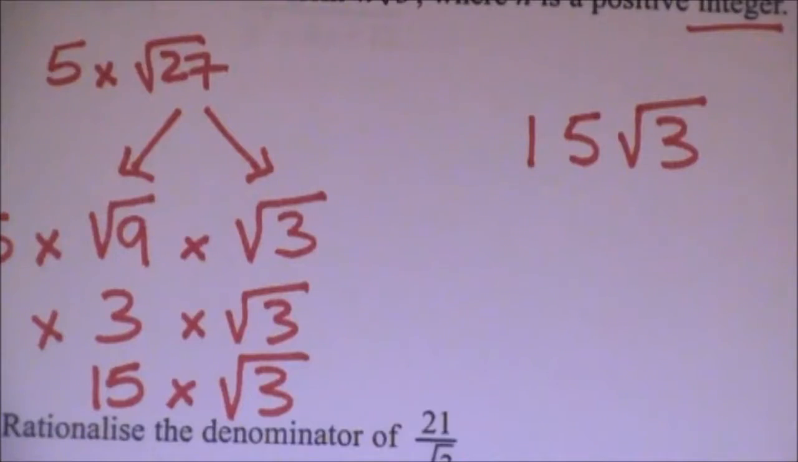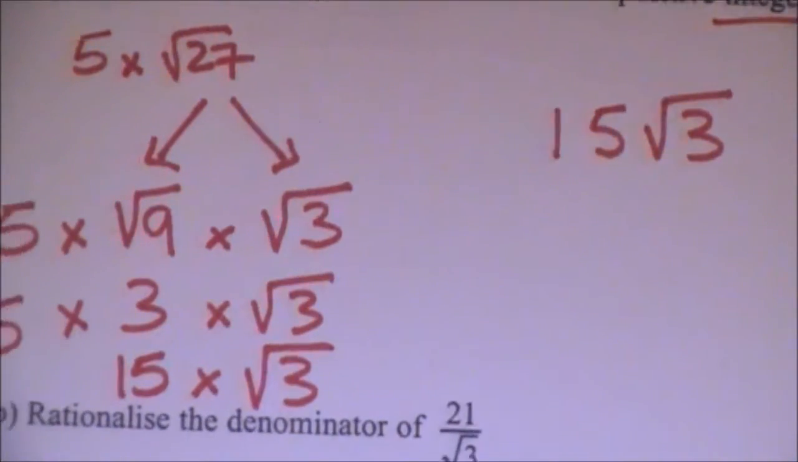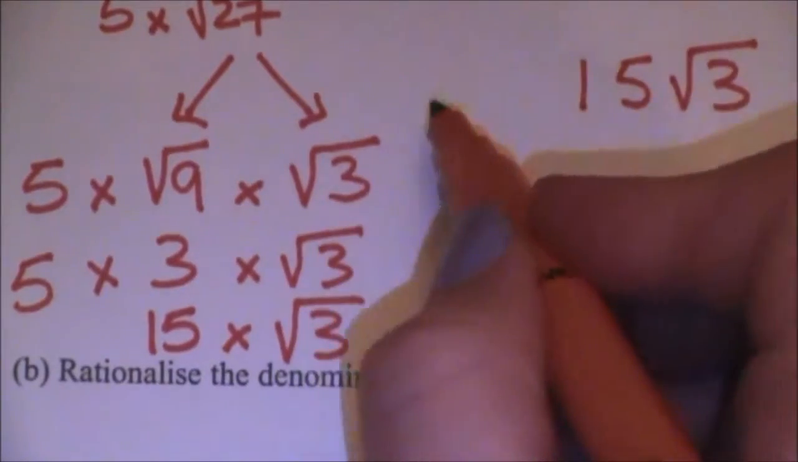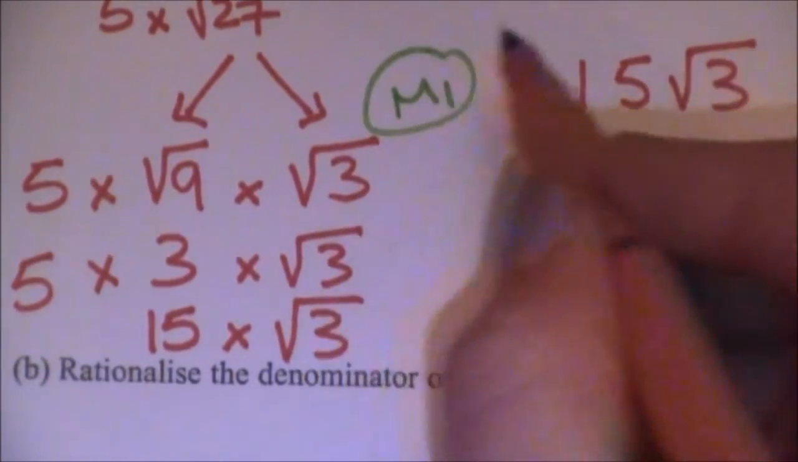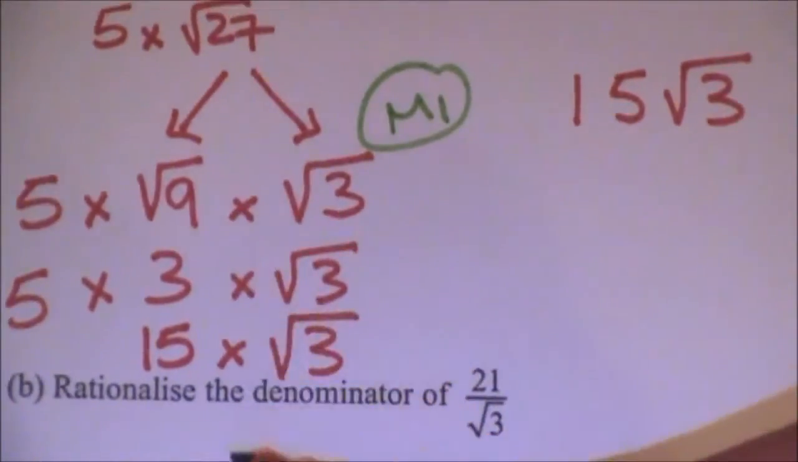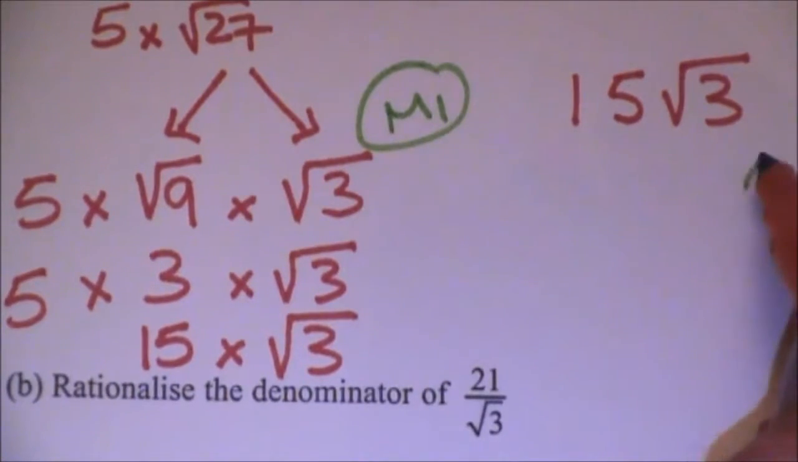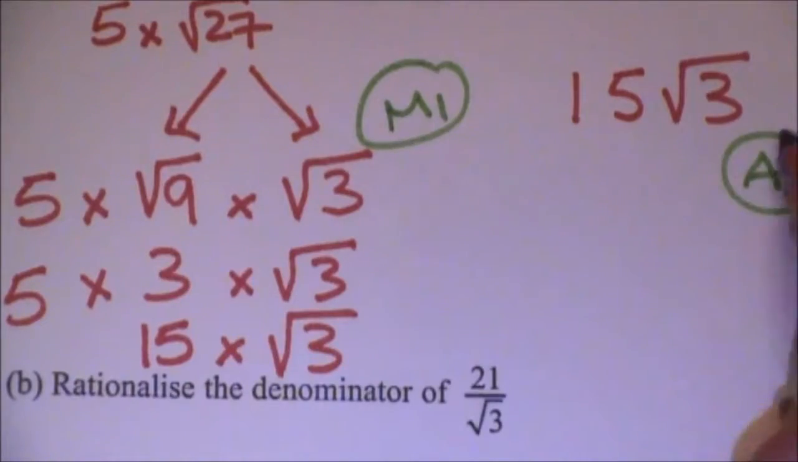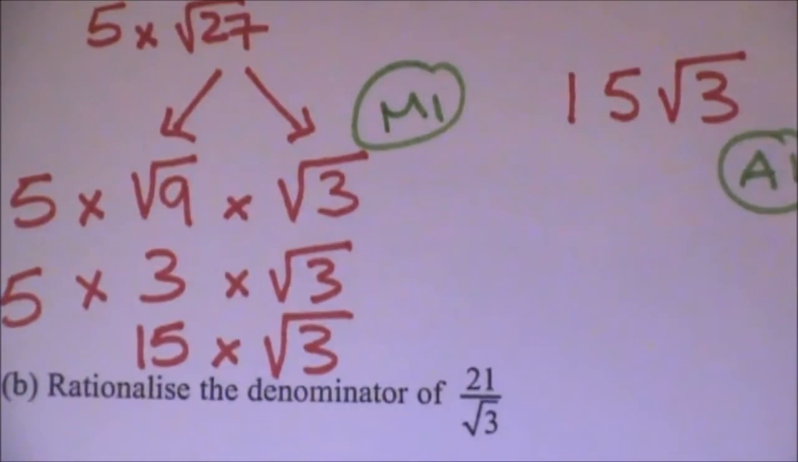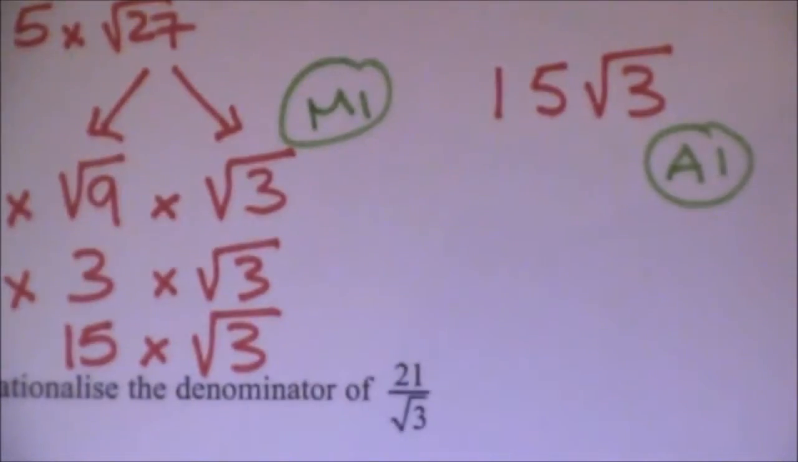Now sadly, that is only a 2-mark question, even though it was so satisfying to do. But you get one of those marks for breaking the surd down into its factor pair, and you get then the answer mark for recognising it would be 15 root 3.